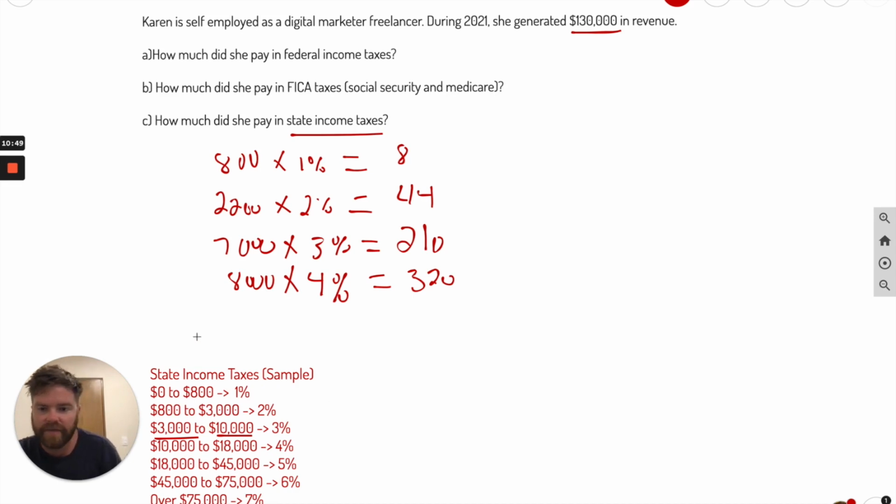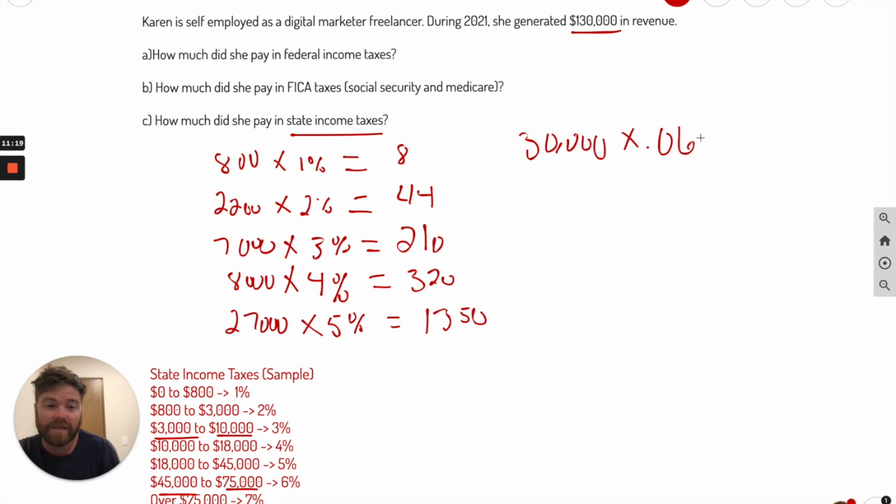Keep going here. 45,000 minus 18,000. It's going to be $27,000. Multiply that times 5%. We get 1350. 75,000 minus 45. I'm going to move over here to make it easier. So that's actually $30,000 is the difference. Easy math there. Multiply times 0.06, which is 6%. There we go. We have 1,800.